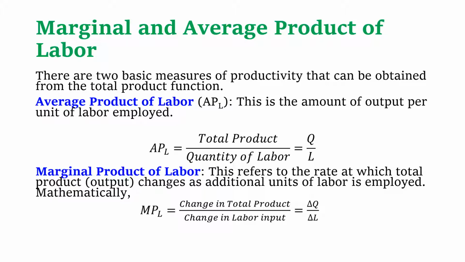The marginal product of labor refers to the rate at which total product changes as additional units of labor are employed. Mathematically, the marginal product of labor is just the change in output divided by the change in labor input. In the concept of derivatives, we say the marginal product of labor is dQ/dL.